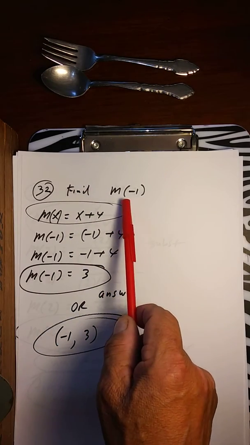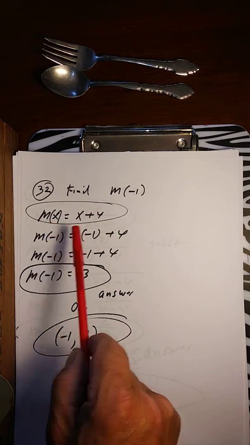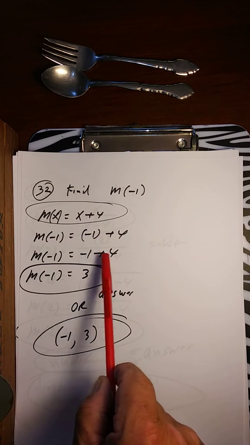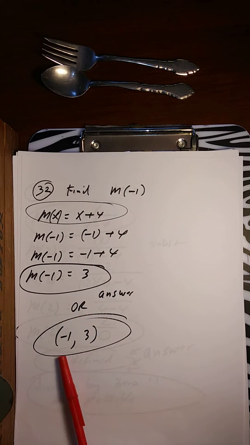Find m of negative 1, a function. So m of negative 1, put a negative 1 in there. Negative 1 plus 4, 4 minus 1 is 3. So negative 1 comma 3.